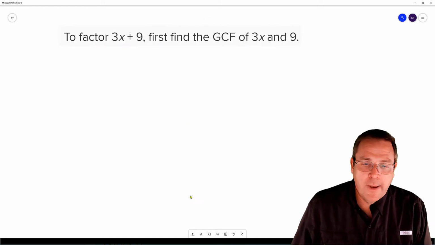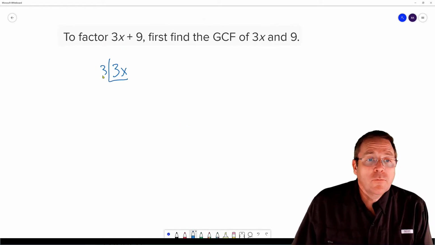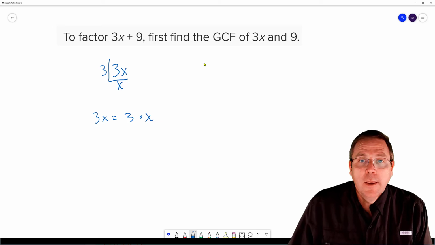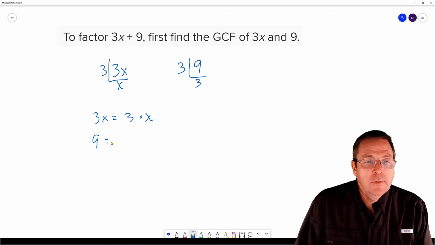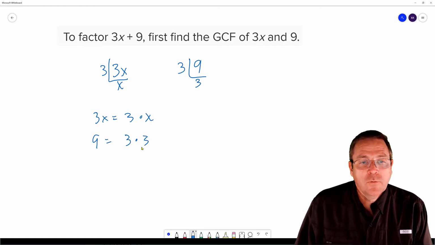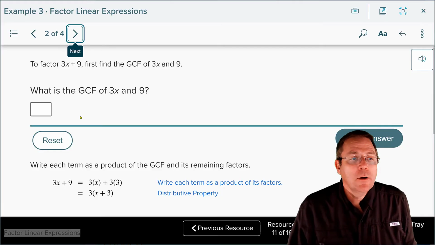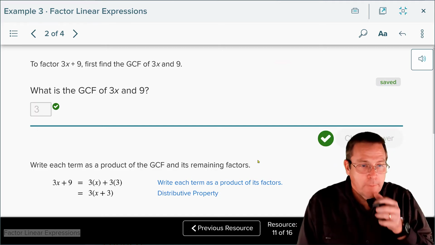We're going to factor each of the terms. So factoring the 3x, that is going to end up being 3 times x. So 3x is equal to 3 times x. Factoring the 9, that's going to be 3 times 3. So we're going to say 9 is equal to 3 times 3. What do they have in common? That one 3 right there. They're going to share a 3, so we're going to come back over here and say the greatest common factor is going to be 3.